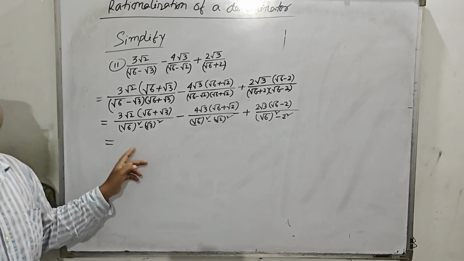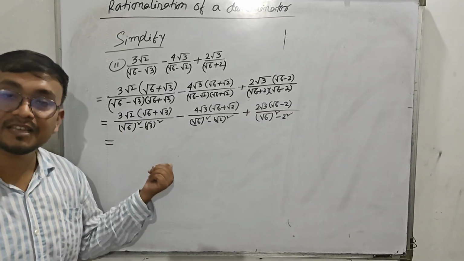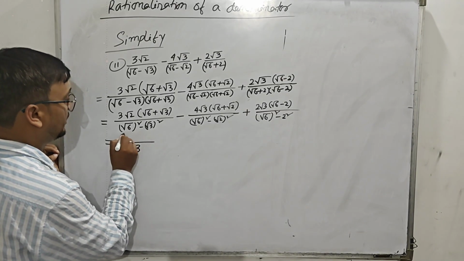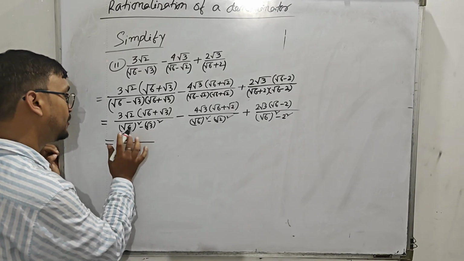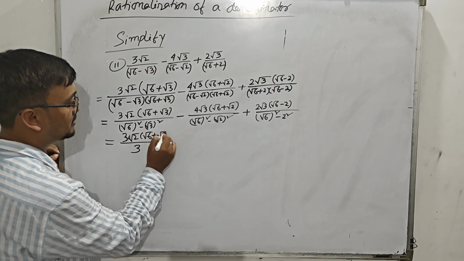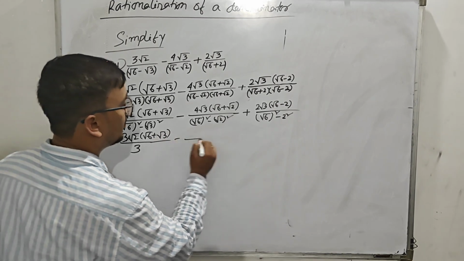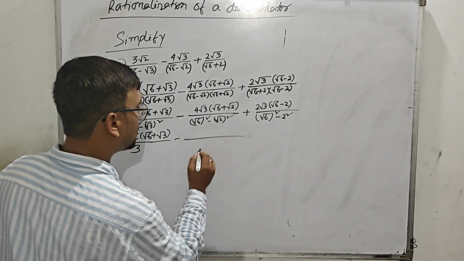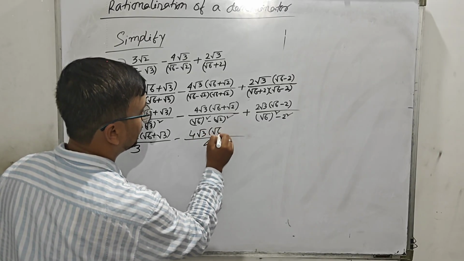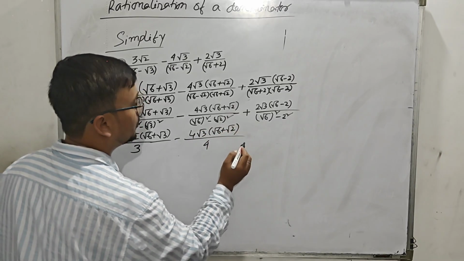Root 6 squared means what? Square and root cancel each other. It will be 6. 6 minus 3, you will get 3. Good news, this will be cancelled with this. And root 6 plus root 3. This will be 6 minus 2, which is 4. I have already a 4. That's great. Root 6 plus root 2.